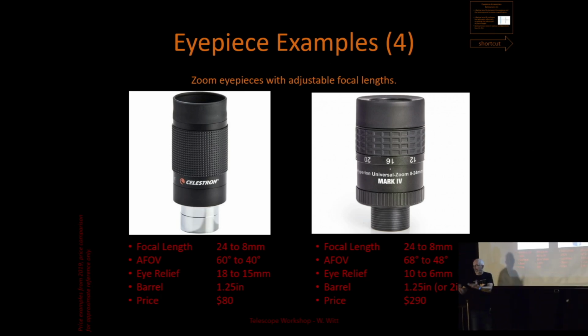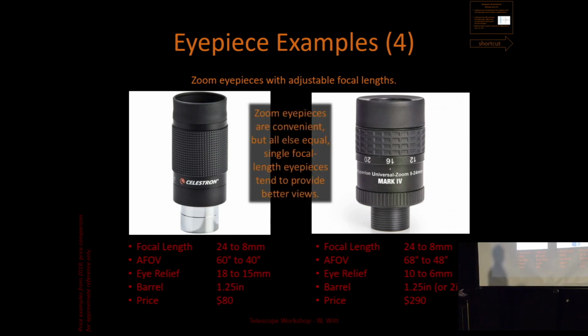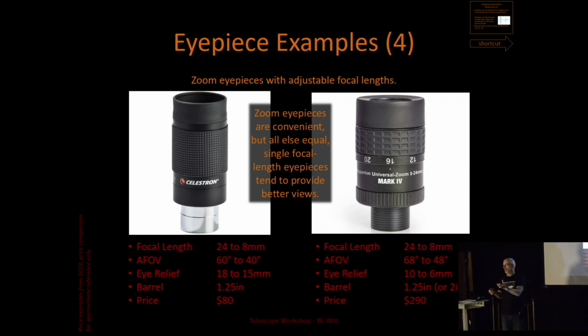So again, you get something for your money. Quality is better. Optical quality is better over here. Field of view is larger. But zoom lenses can be pretty good. But all else being equal, single focal length eyepieces will typically give you a better quality, right? Because there's always a trade-off. Nothing's ever free, right? So you get the zoom capability, but it's probably losing some quality in some other places.